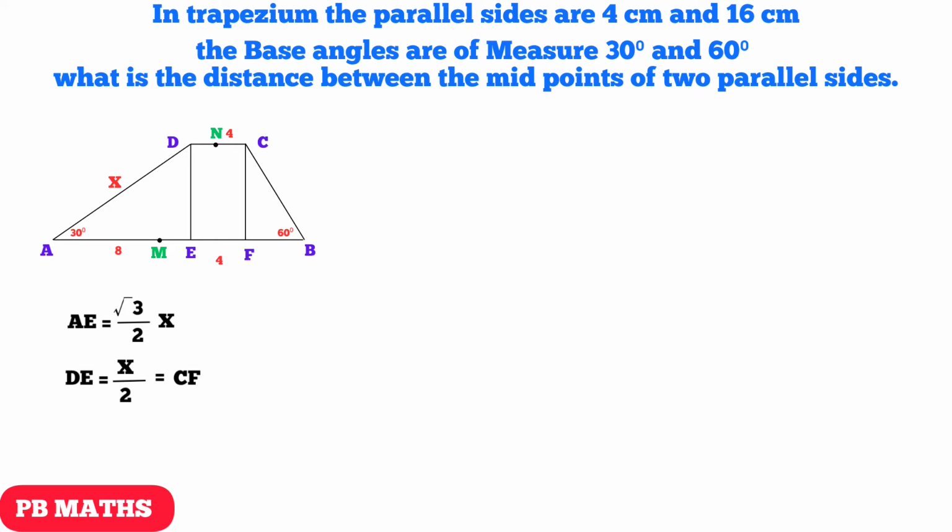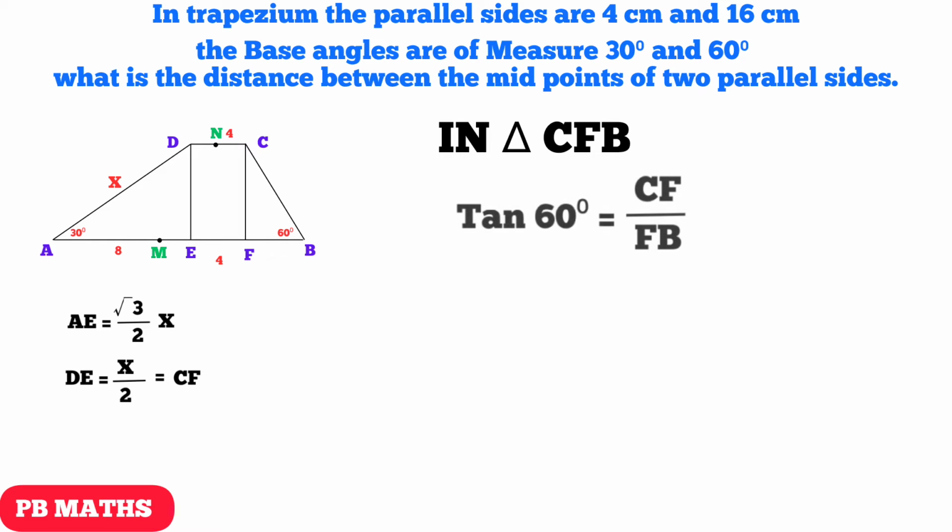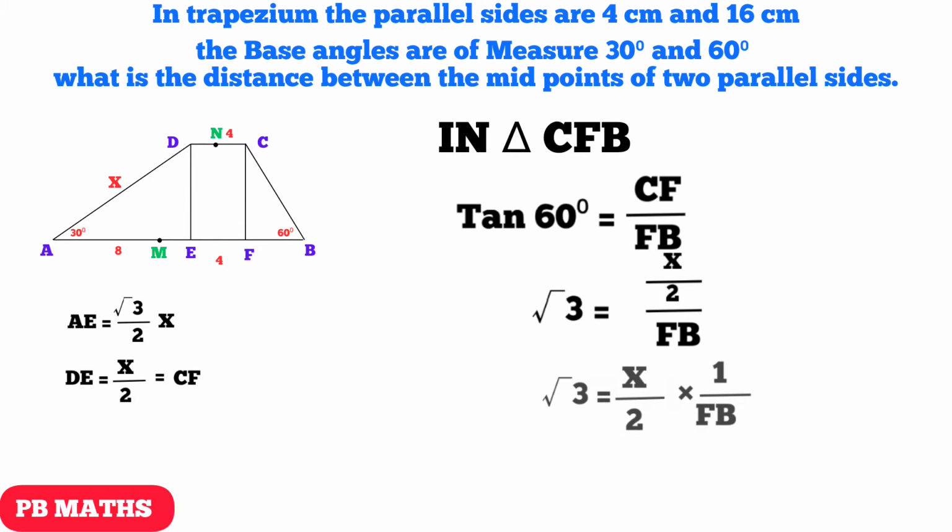Now in triangle CFB, we have the length of CF. With the help of that, let's try to find out the length of FB. For that, let's use tan theta. We know that tan 60 degrees equals CF by FB. Tan 60 degrees value is root 3, which equals the length of CF, x by 2, divided by FB. Then root 3 equals x by 2 into 1 divided by FB. At last we have FB equals x divided by 2 root 3.